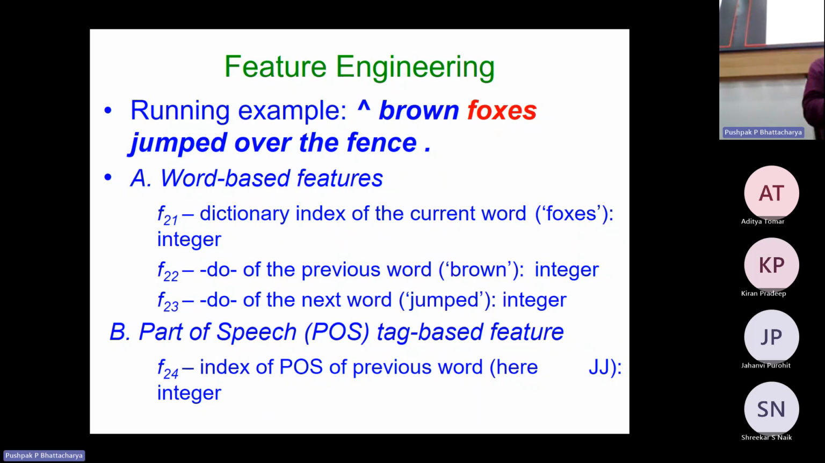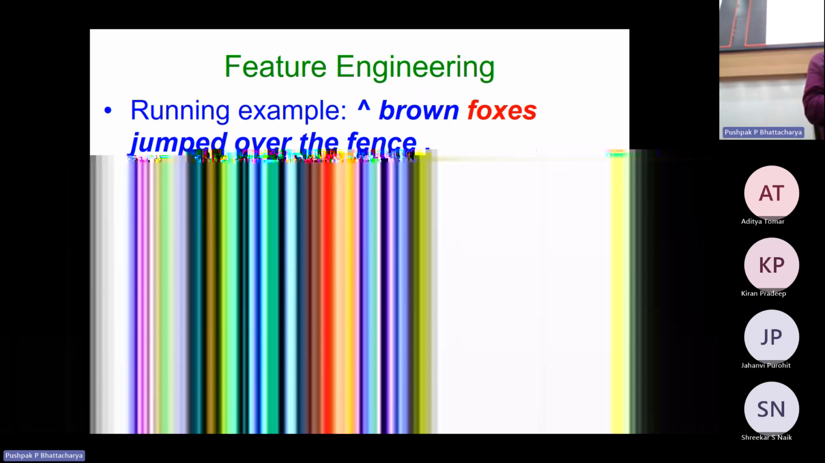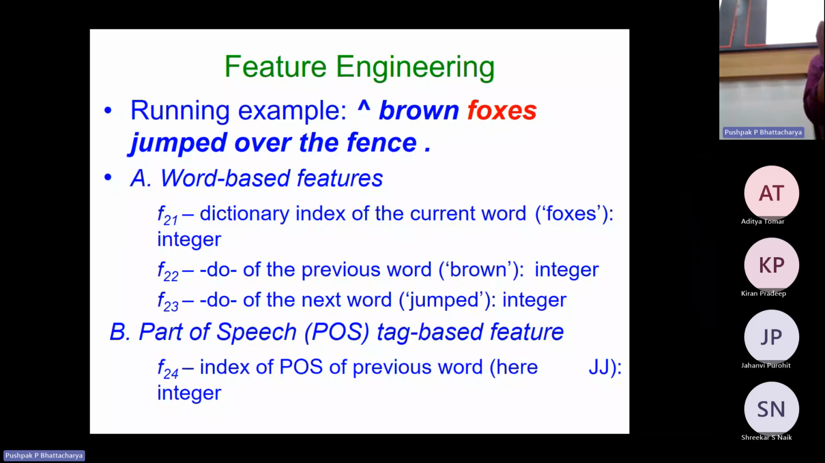Then we take the part of speech tag-based feature, F24, the index of the part of speech of the previous word. The previous word is brown. Assuming that brown has already been part of speech tagged, and assuming that it is correct, I'll take the feature as JJ, which is adjective. So the part of speech tag of the previous word is taken as a feature. This we call F24. In part of speech tagging, the previous part of speech tag plays a very important role in deciding the part of speech.